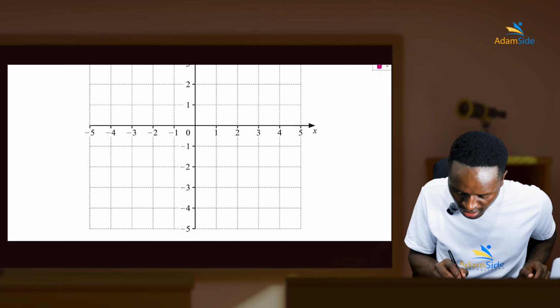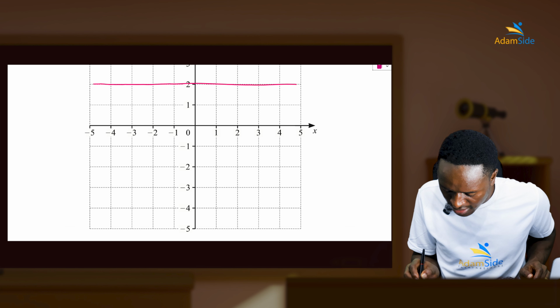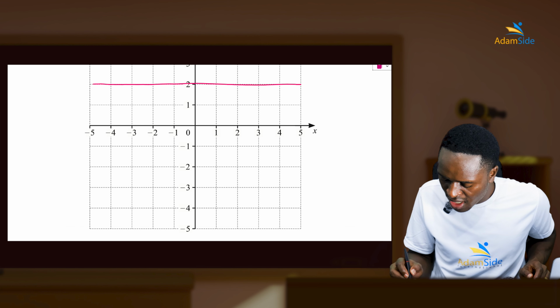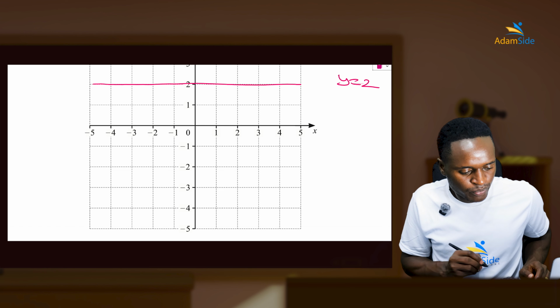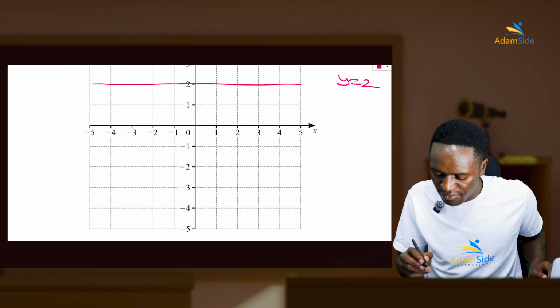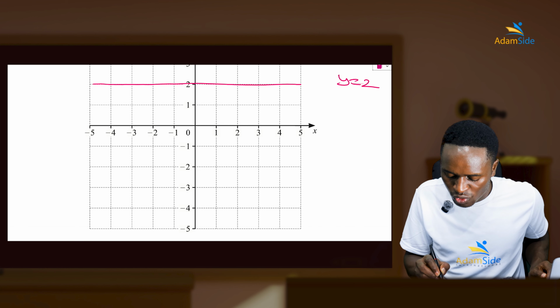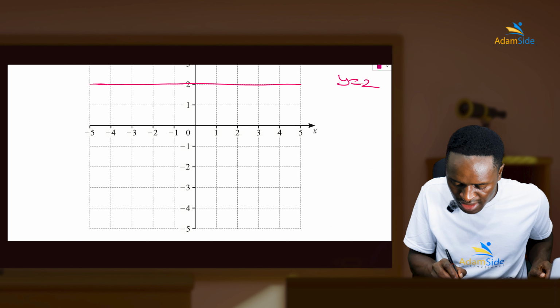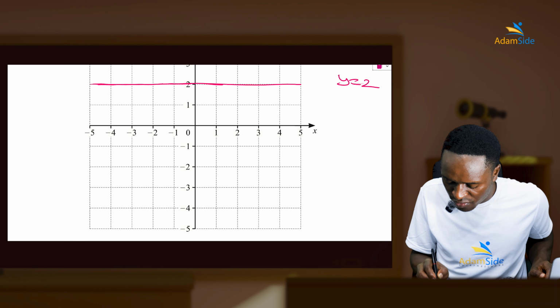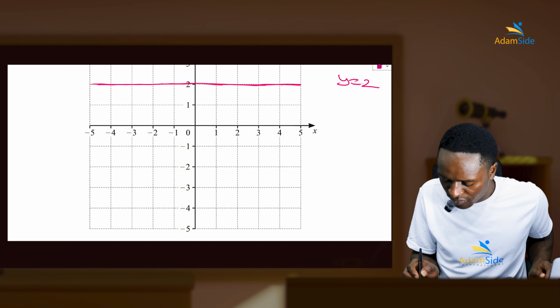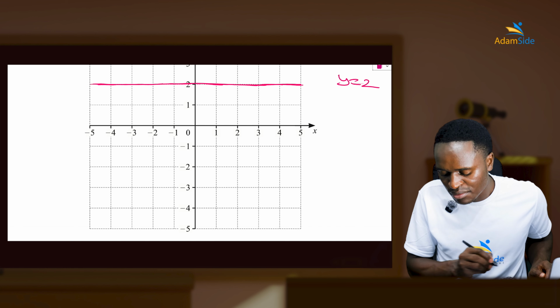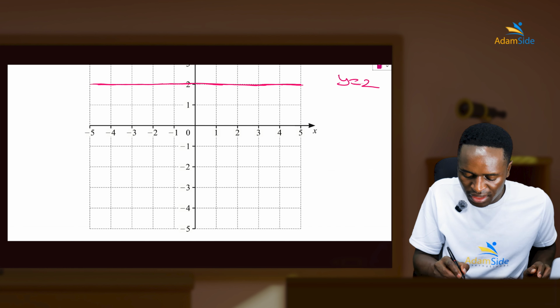So at 2 here, we have a full line. It gives us y is equal to 2. We need to have a solid line here at y is equal to 2, because this shows it's part of the solution. That's a mark. You show that using a ruler; you get a mark.